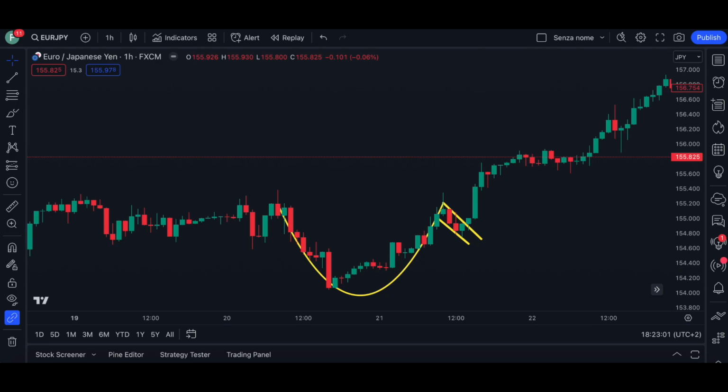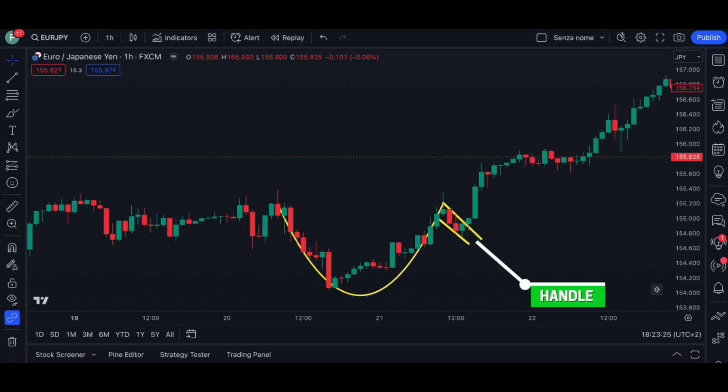This is the Euro-Japanese Yen currency pair, and what you can see on the chart is a cup and handle pattern. The price moves downwards, then moves sideways for some time to finally go up again till we reach the price level where the decline started. This forms a U shape, which is the cup. After the formation of the cup, the price moves sideways or downwards within a channel, which represents the handle.